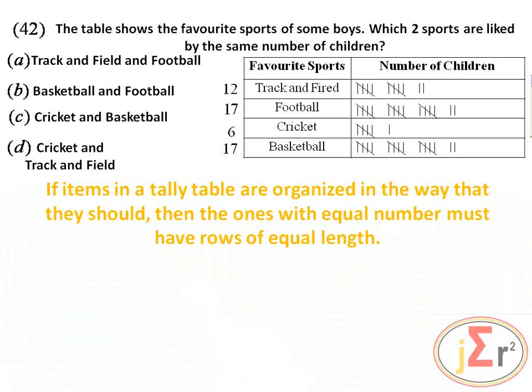If items in a tally table are organized in the way that they should, then the ones with equal numbers must have rows of equal length. So let us take a look at the length of the rows. Which two rows are equal in length? Football and basketball. So there you have your answer, and you can have your answer without counting.